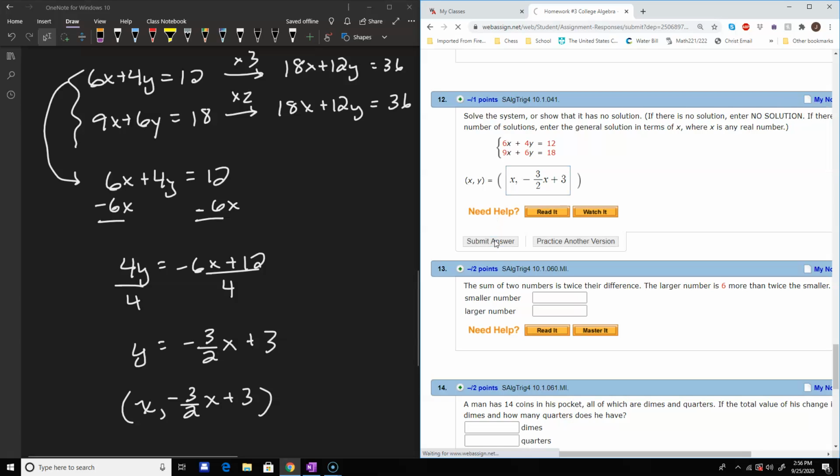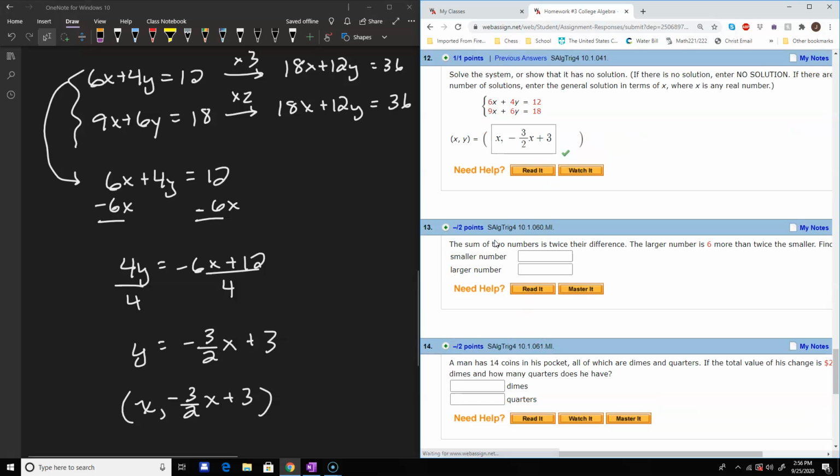and hopefully everything comes out okay. So we got the check mark, so that was the problem there.